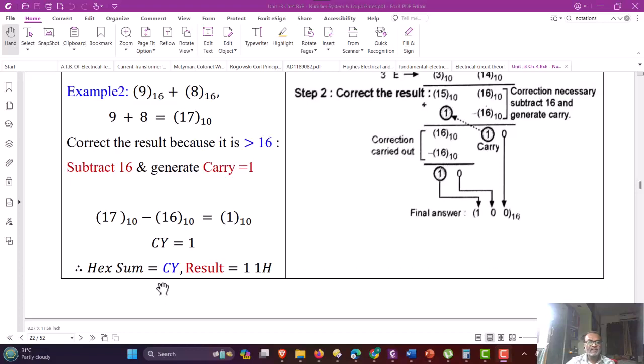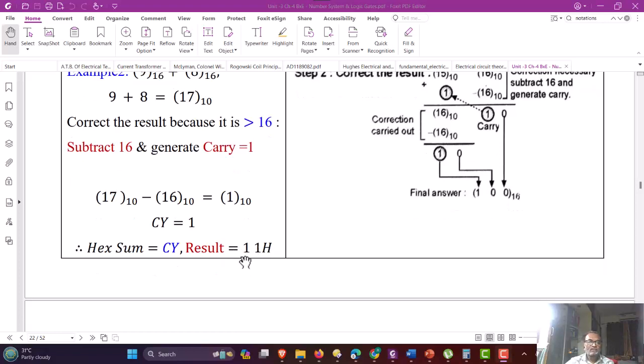So the hex sum will be result 1 and carry 1. So the result will be 11H. So two single-digit numbers getting added generates a 2-digit hexadecimal number. The less significant digit is 1 and the carry is 1. So 11H in hexadecimal is 17 in decimal.